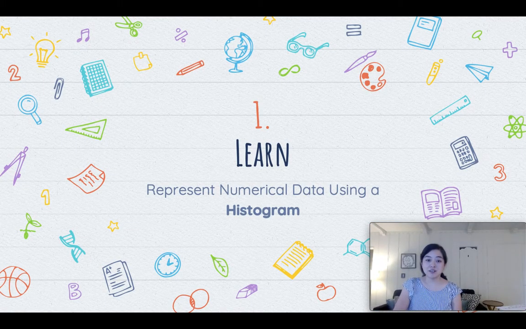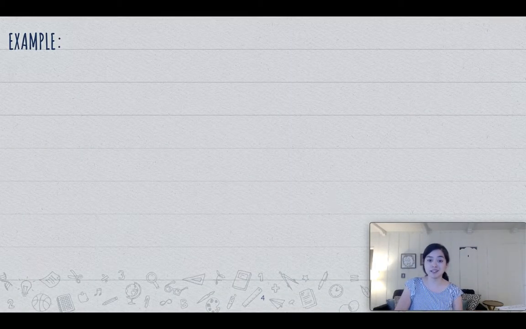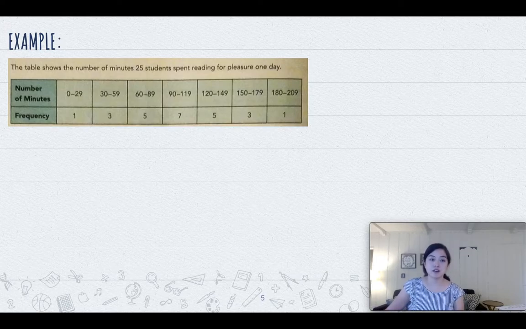All right, so let's talk about what a histogram is and how to represent data on a histogram. Look at this example. Here's a table, and this table shows the number of minutes 25 students spent reading for pleasure one day. So we have 25 students here, and each student represents one in the frequency. And these are the number of minutes that they spend reading.